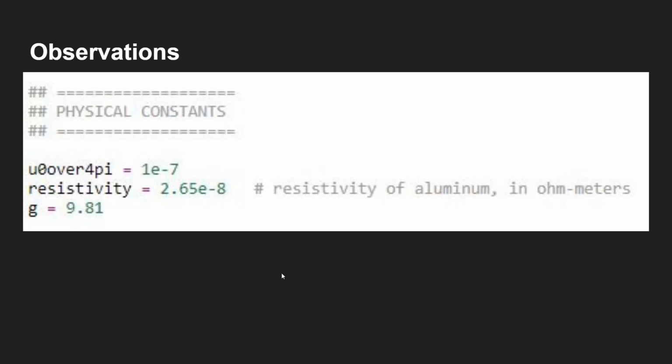Now moving on to the computational model, starting off with some physical constants. The main one that we add as opposed to previous labs is the resistivity of aluminum in ohm meters, which is 2.65 times 10 to the negative 8th.